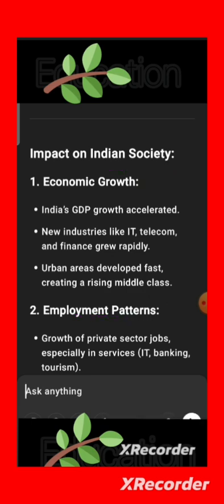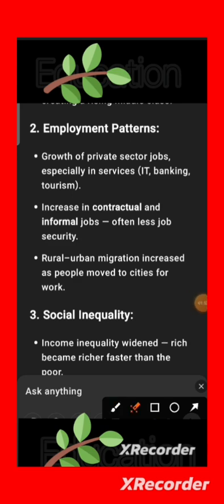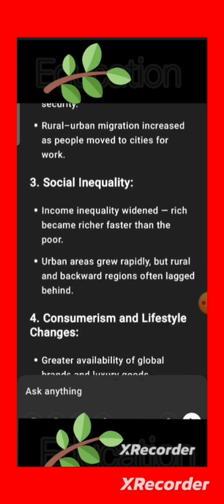Employment patterns. Growth of private sector jobs, especially in services, in IT, banking, tourism. Increase in contractual and informal jobs, often with less job security. Rural-urban migration increased as people moved to cities for work.